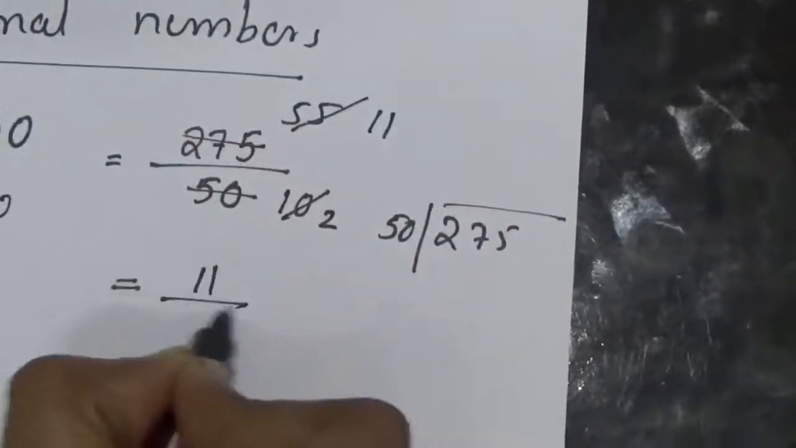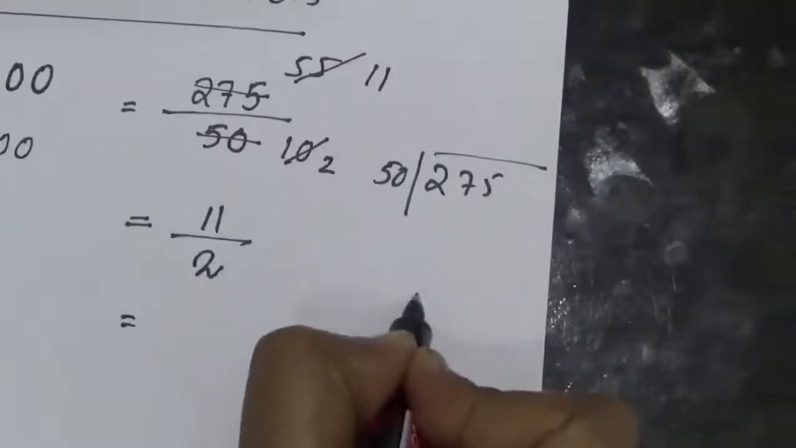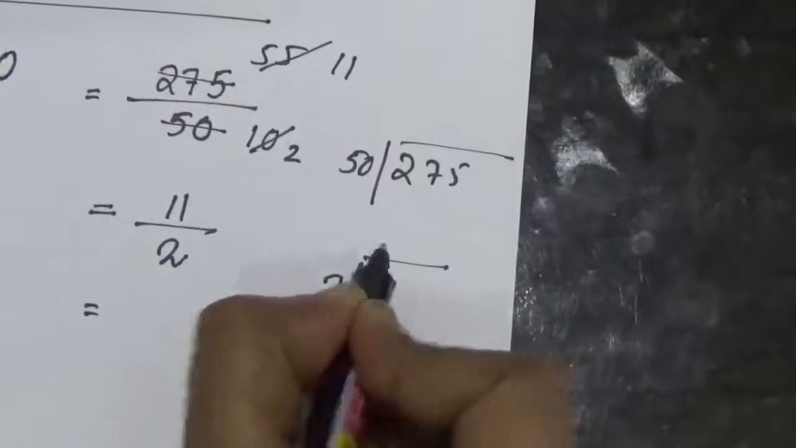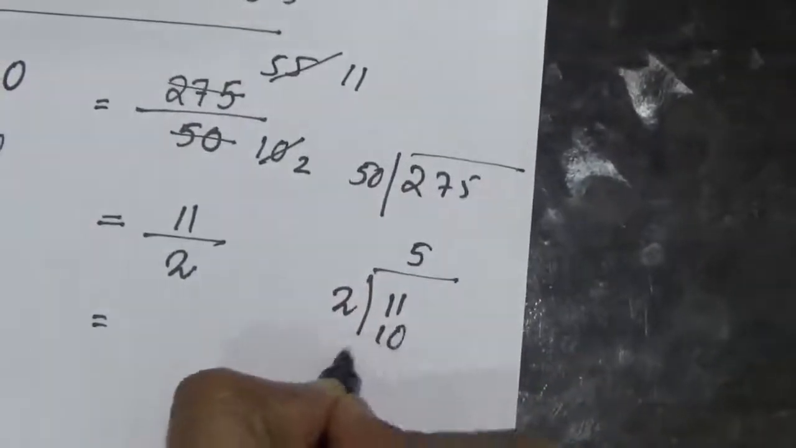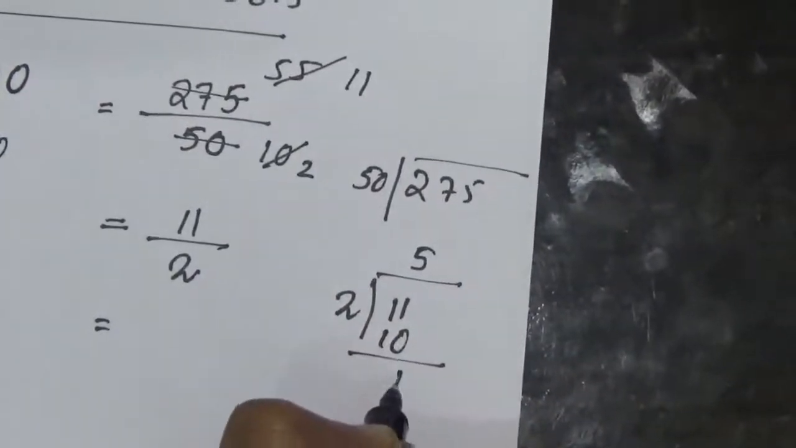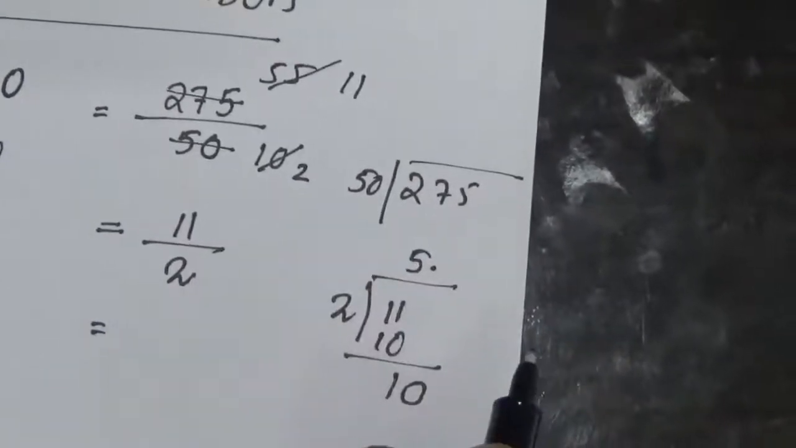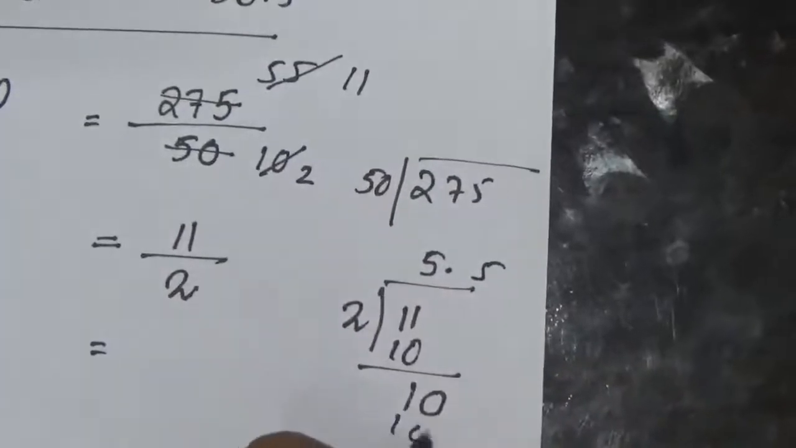Okay, and this fraction can be written in decimal form. So that is divide 11 by 2. 5 2s are 10. So we have the remainder 1. So we can proceed. So we put 0 here. So at the same time we put point in the quotient. So we have 5 2s are 10. So the answer is 5.5.